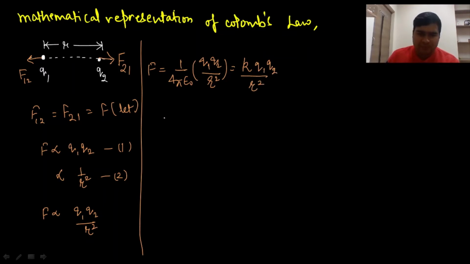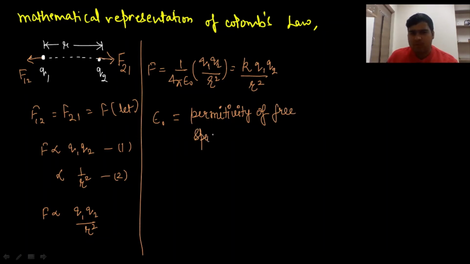Here k is a constant and epsilon naught is a very important term, known as the permittivity of free space. I hope this point is clear. Its value is 8.85 into 10 raised to the power minus 12, and the unit is Newton meter square per coulomb square. So this is the basic mathematical representation of Coulomb's law.